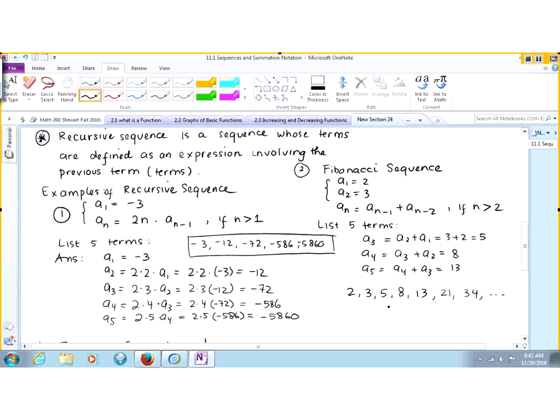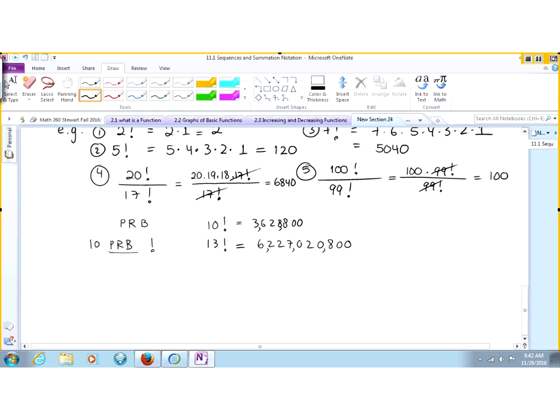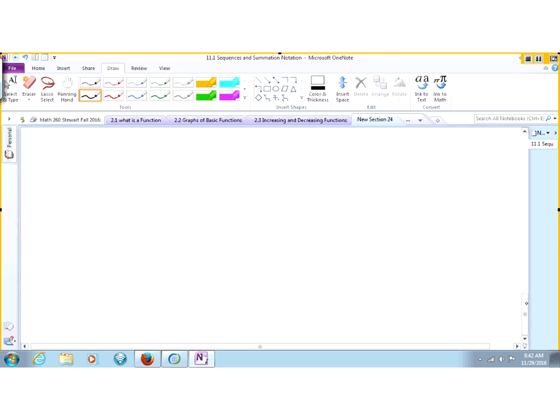Are you talking about the second one or the first one? I'm talking about this last one. Fibonacci? Yeah, so you're adding this to get 5, you're adding this to get 8. 5 plus 8 is 13, right? 8 plus 13 is 21. And then 13 plus 21 is 34, etc. Yeah, that's the Fibonacci sequence. Good.